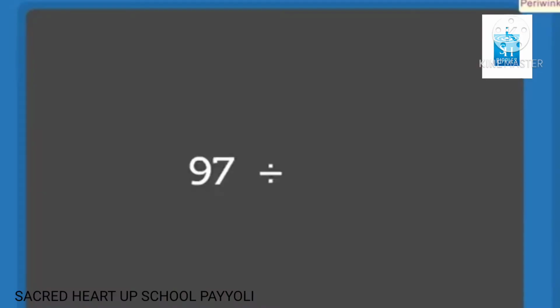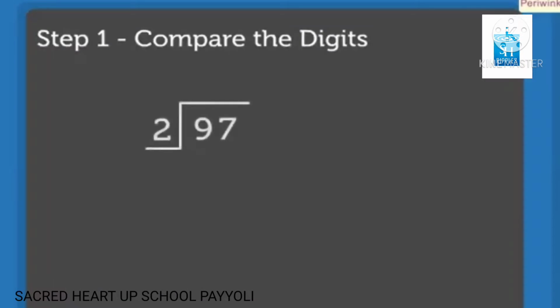There are 5 steps to simple division. So today I am going to discuss these 5 steps of division. Okay, so let us see. Okay, let us take an example. 97 divided by 2. Here 97 is the dividend and 2 is the divisor.